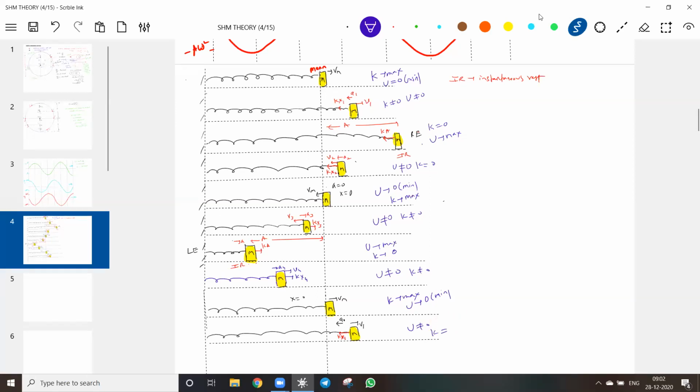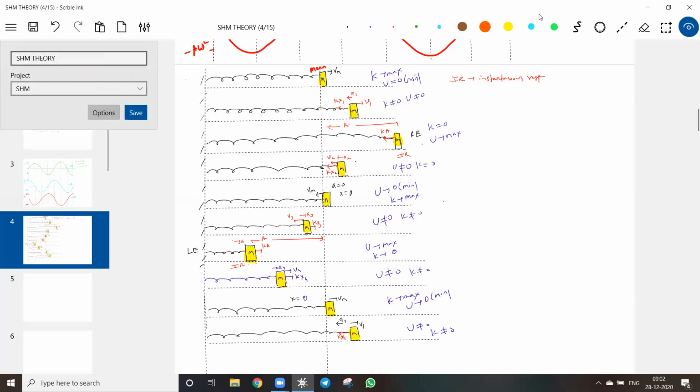It will continue its to and fro motion if there are no resistive forces, no friction, no viscous drag. What happens to this block? Forever it is going to continue its to and fro motion. This is what SHM says. Sir, how can you say that? Okay, I'll go back to the same mathematics I have.